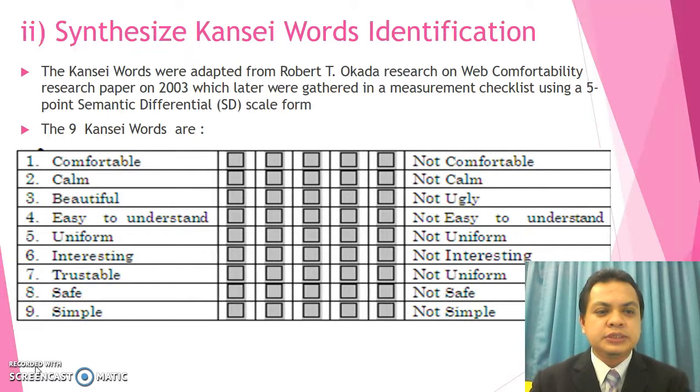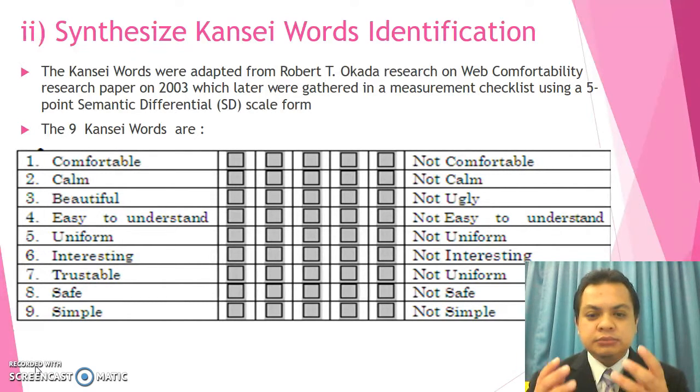synthesize the concept word identification. So the concept words we adapted from Robert T. Okada, the founder of the web cognitive paradigm, based on his paper in 2003. We adapted the concept words and gathered them in a measurement checklist using 5-point semantic differential scales, as we see on the screen.